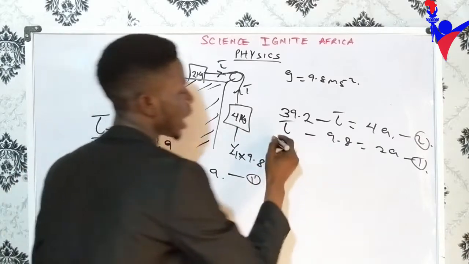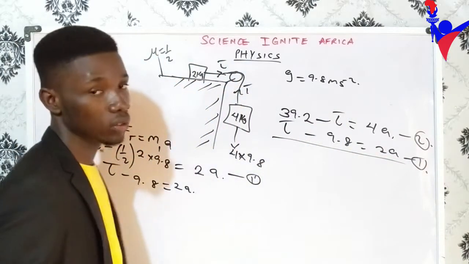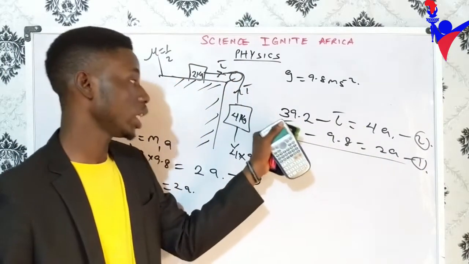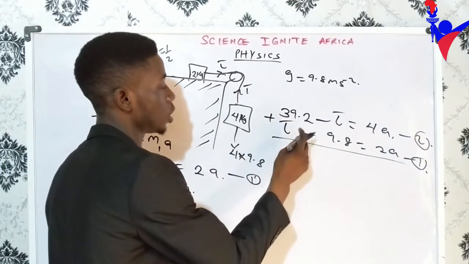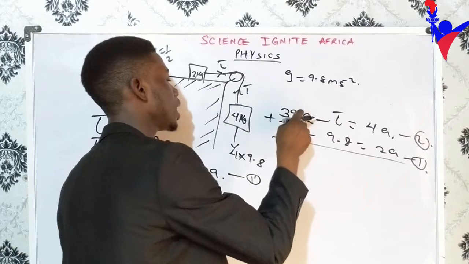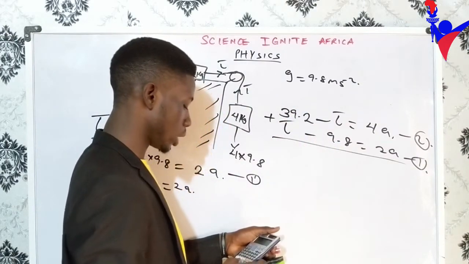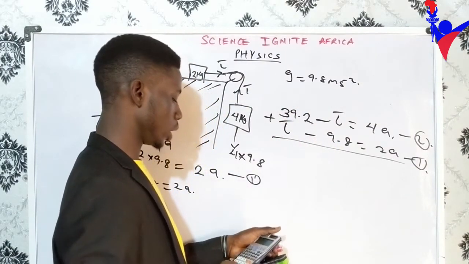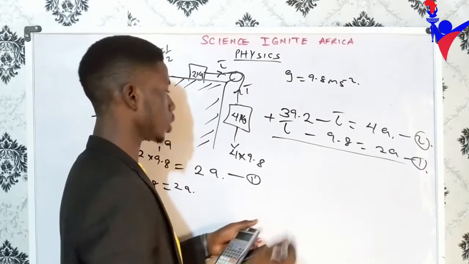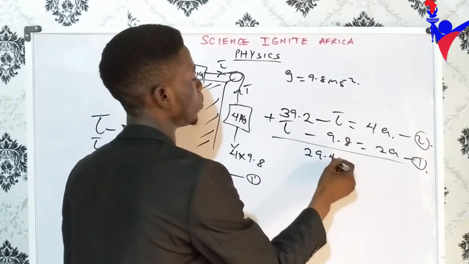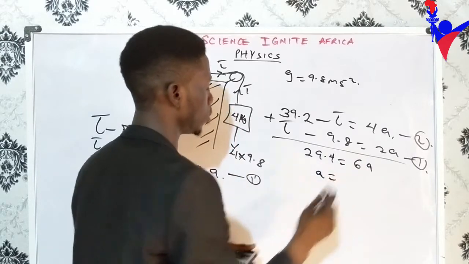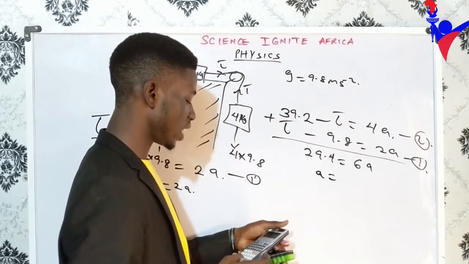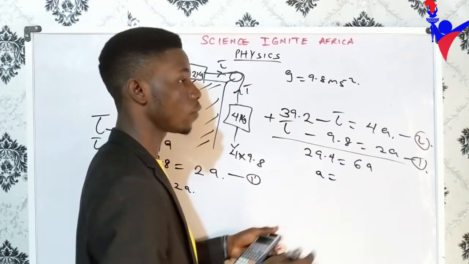You realize that if I add these two equations, the tension will cancel because I have a negative tension here and a positive tension here. Since it's the same tension, if I add the two equations, the tension will be 0. Then this will be 39.2 minus 9.8, which gives 29.4. 29.4 equals 6a, which implies that acceleration equals 29.4 divided by 6, and that's 4.9.